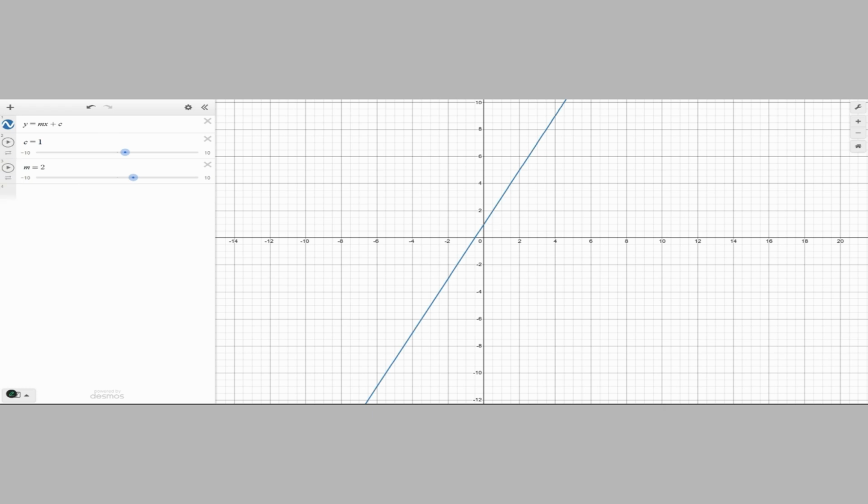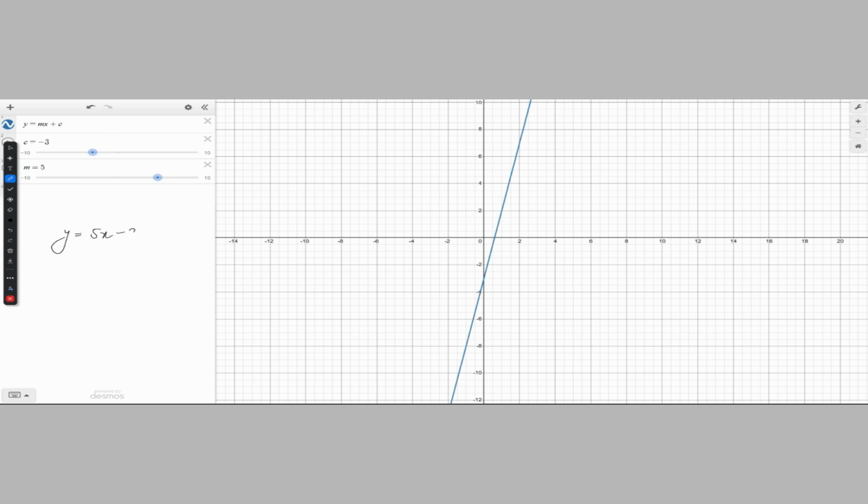Alright, next case. When m is equal to 5 and c equals negative 3. So the equation will look like y equals 5x minus 3. Now we are looking at a very steep rising line starting below the x-axis at y equals negative 3 there. This is a dramatic climb, super steep. If you see a large positive m, expect a rocket-like rise. Now negative m, falling lines.